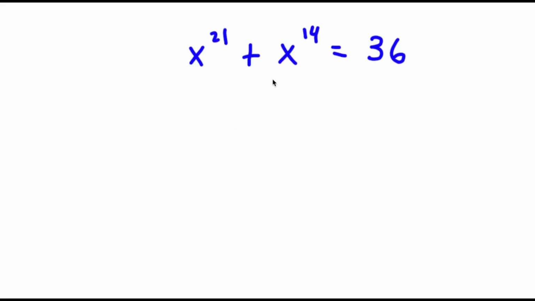Alright, so in this problem, I have x to the power of 21 plus x to the power of 14 is equal to 36. So I'm first going to rewrite this as x to the power of 7 times 3 plus x to the power of 7 times 2 is equal to 36.